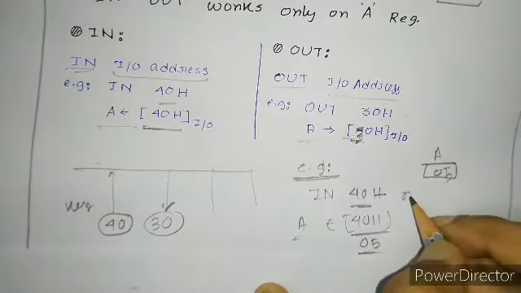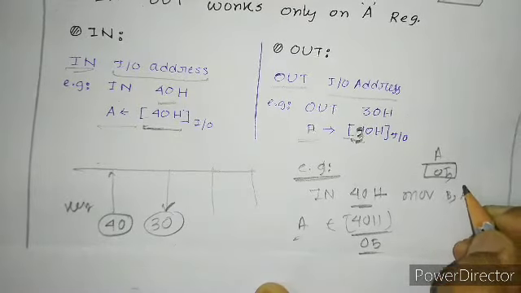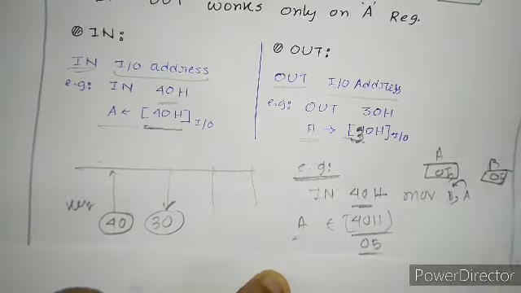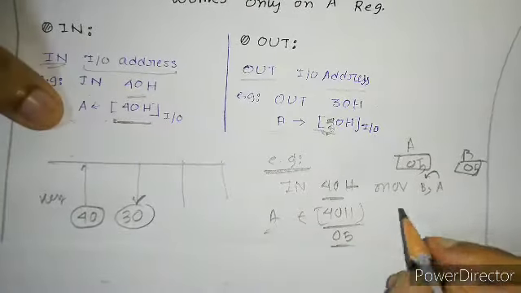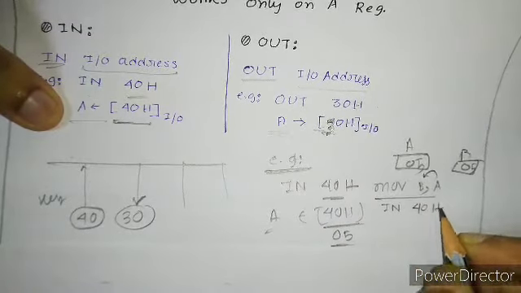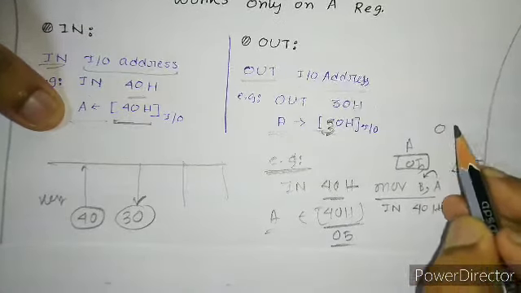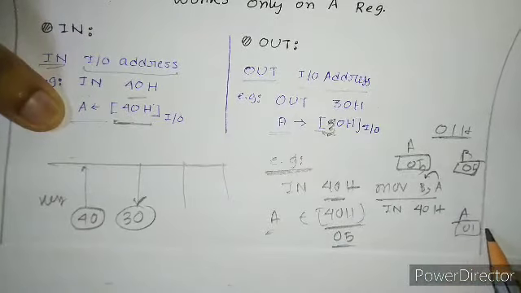Get the data in the register, move A, B, A. So now B will become 05. We temporarily store the data at B. Then again in 40H. Now I have sent the data, suppose 01H. So now A will become 01H.